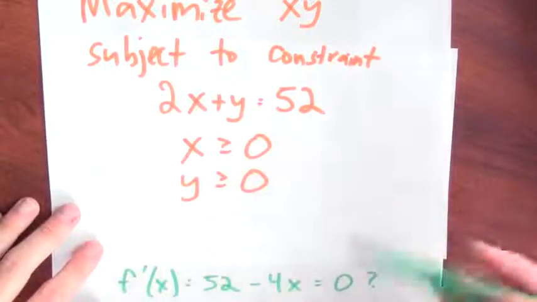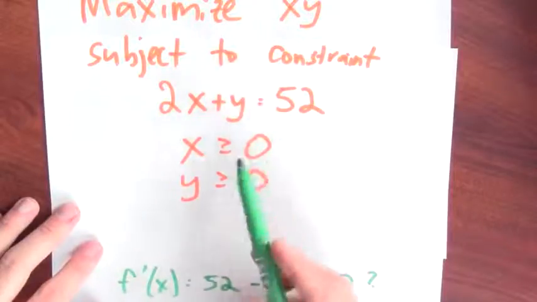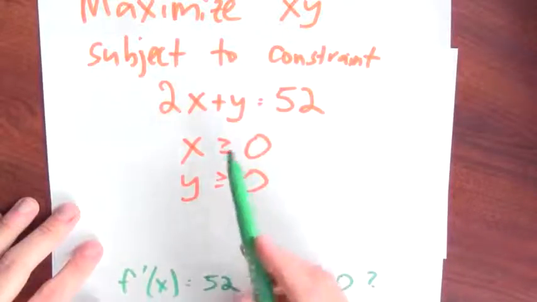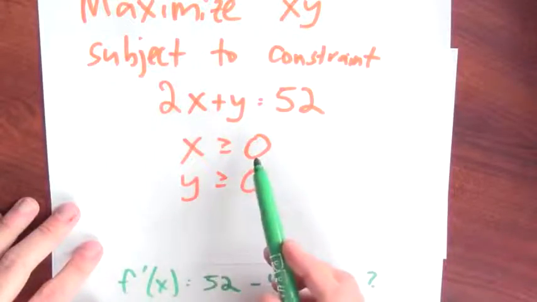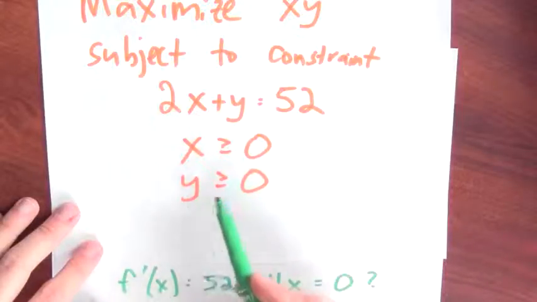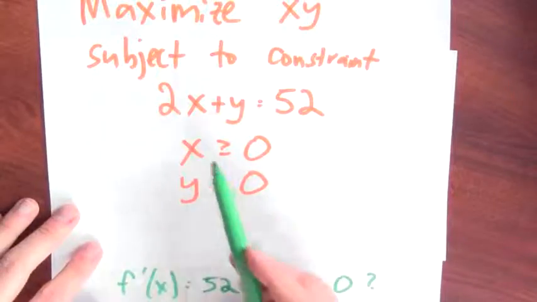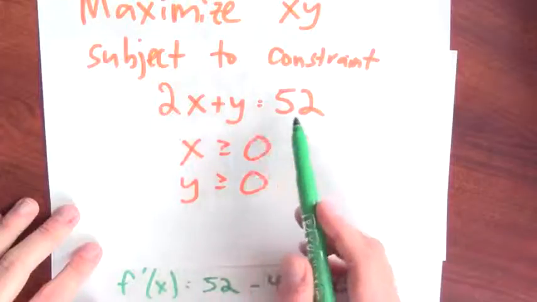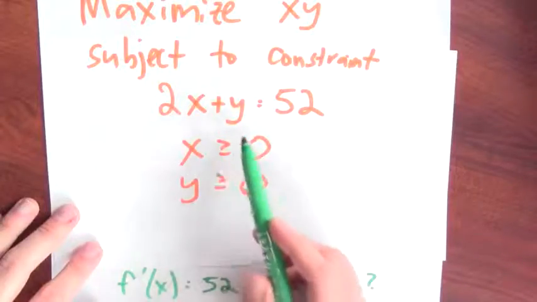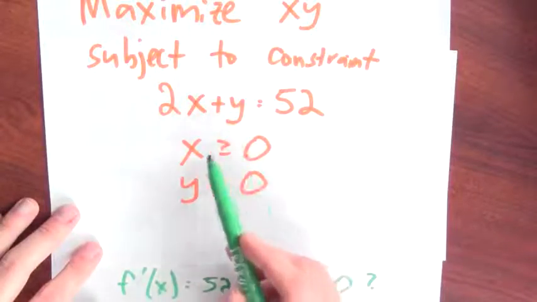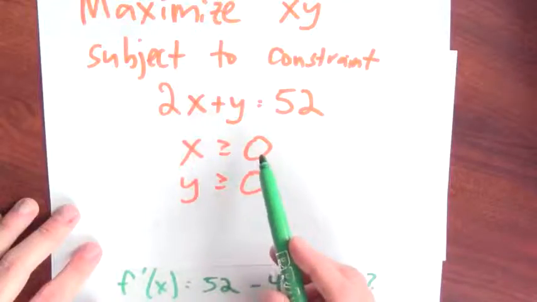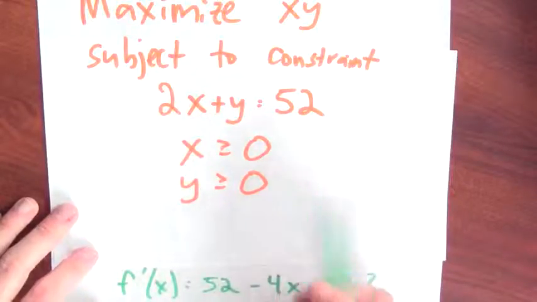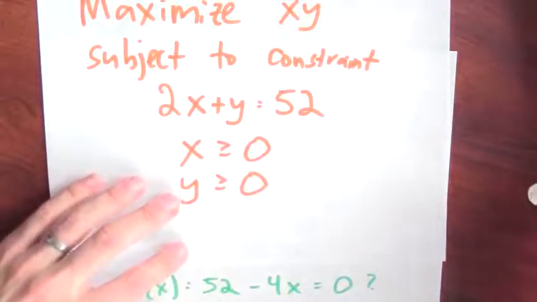I should also remember that I'm maximizing this function subject to this constraint, and there were also some domain issues. I don't want x to be negative. And in order to ensure that y is non-negative, if 2x plus y is 52, then x can't be negative, but x also can't be bigger than 26.